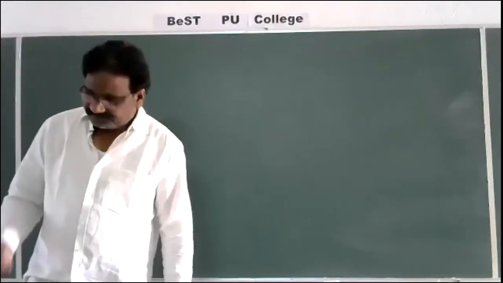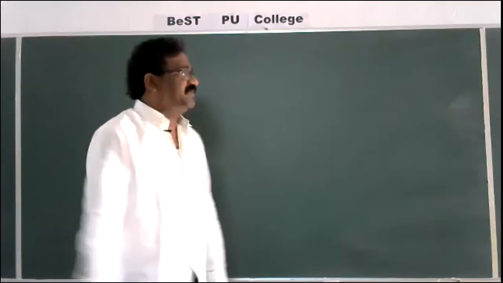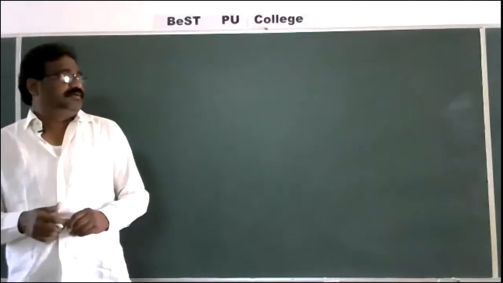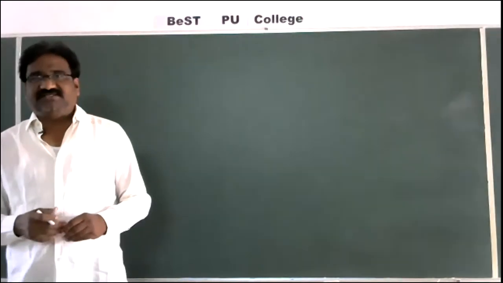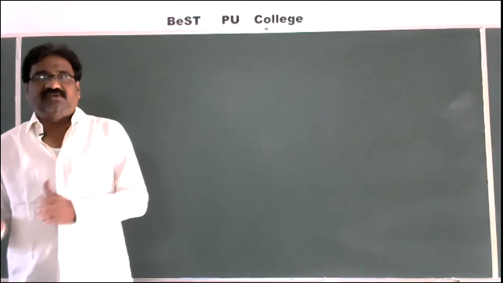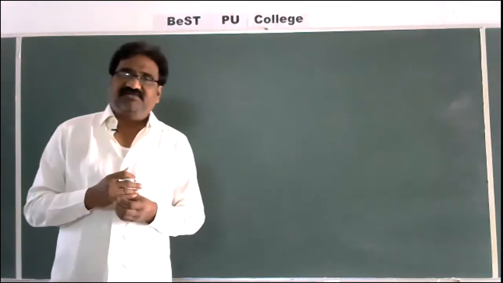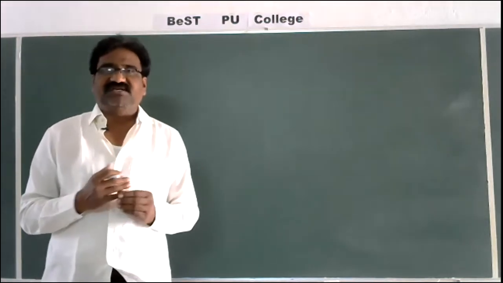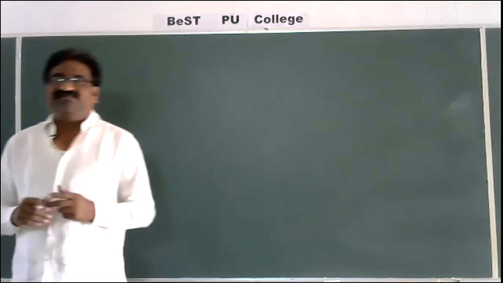Good morning, students. In the previous class, we discussed slope-intercept form, that is slope and y-intercept form, and the form given the x-intercept and y-intercept. The equation of the line is x by a plus y by b is equal to 1. That is called intercept form.